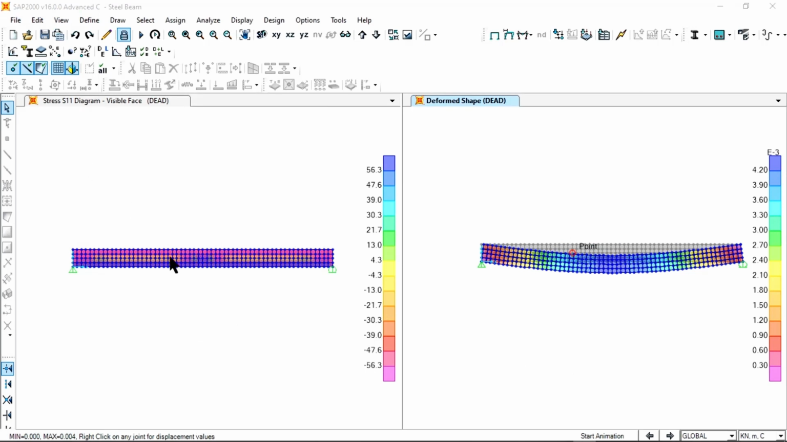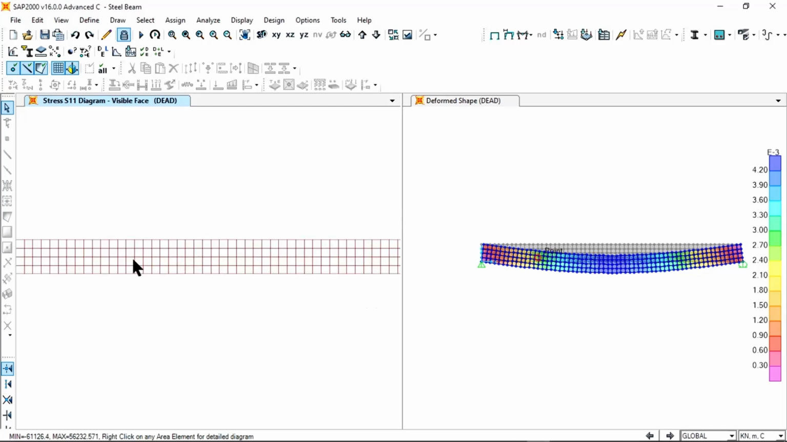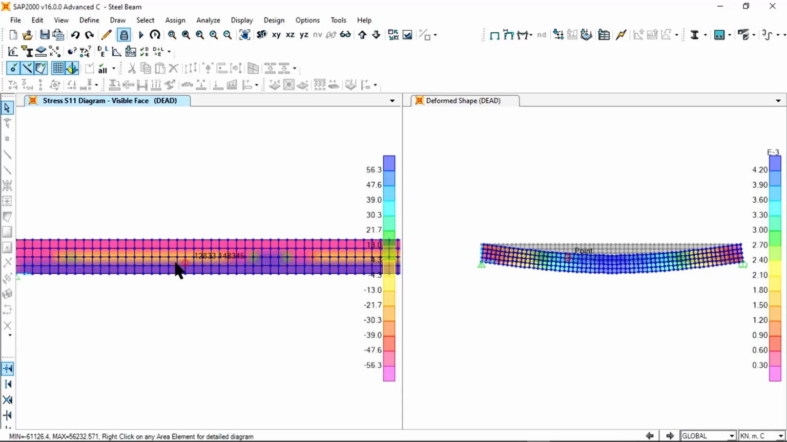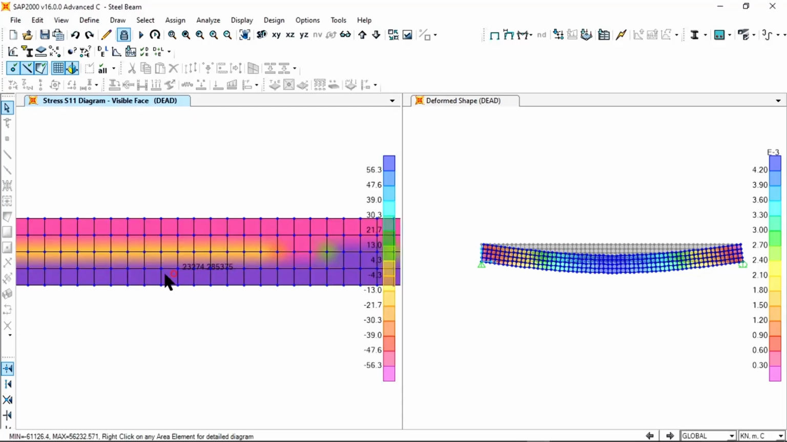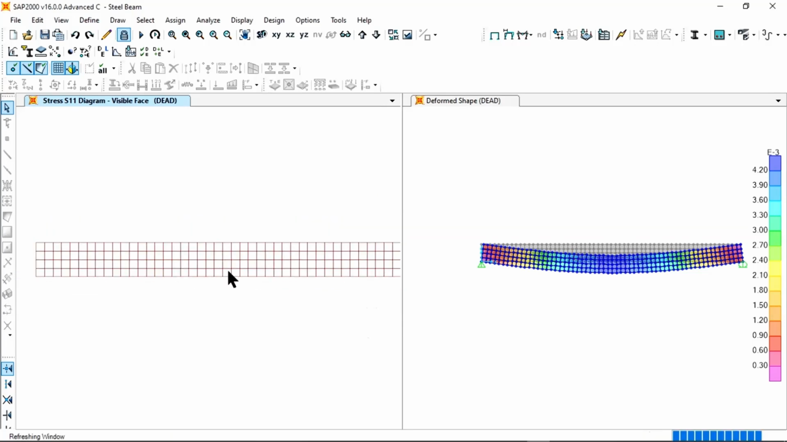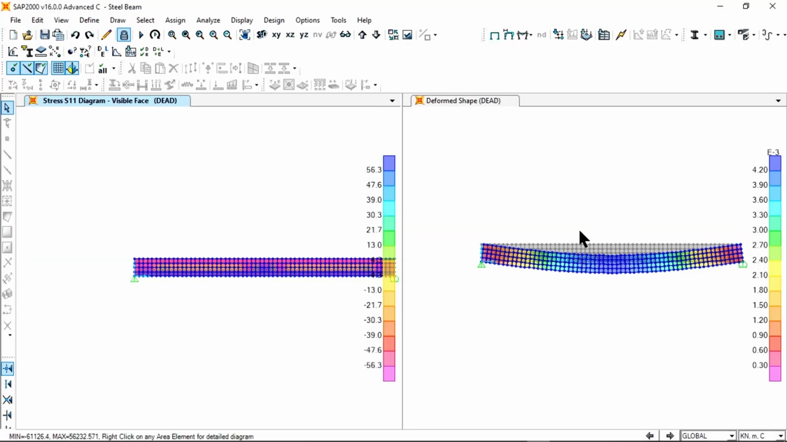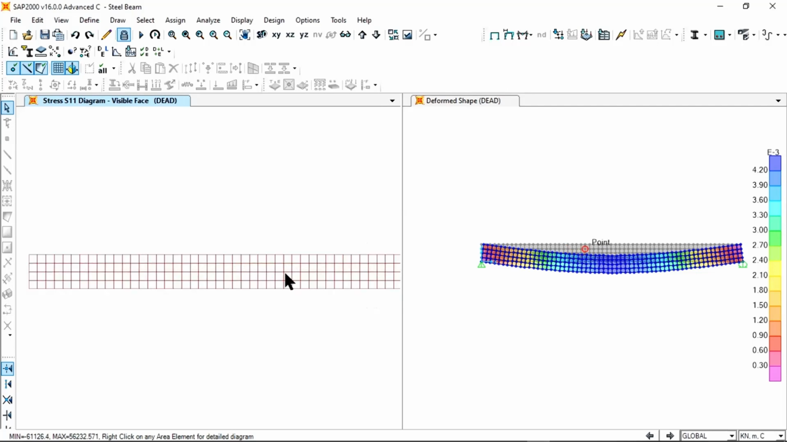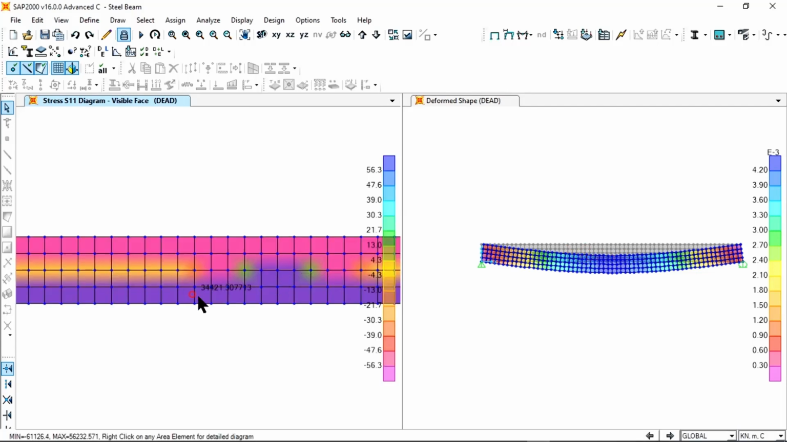Here we have the same beam on a finite element program using shell elements, which demonstrates the shape of the bending stress contours and the associated deflection. You can clearly see the shape and color of the contours throughout the beam section.